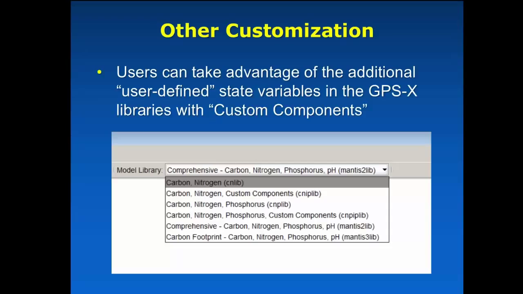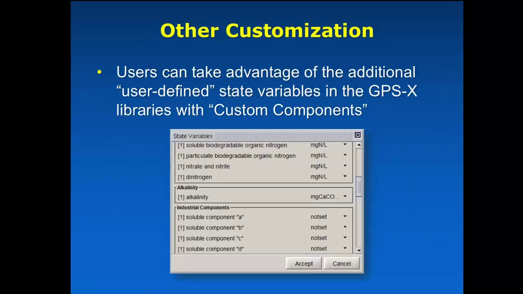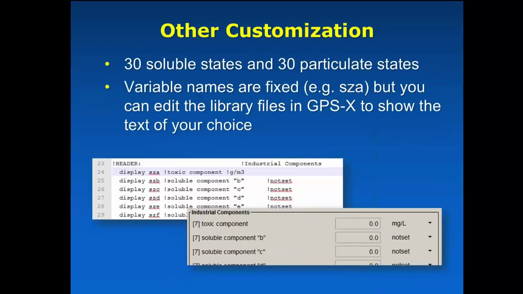A couple other things I want to quickly mention are that you can take advantage of a number of additional user-defined state variables in the GPSX libraries that have custom components. Here's a couple that are listed here. I was just working in the carbon-nitrogen library, but we have another one called carbon-nitrogen and custom components, the CN-IP library, that allows you to take advantage of 30 new state variables that are otherwise blank. They don't have any name and they don't actually do anything. They don't interact with the models, but they're there in case you want to use them in the future. So these are concentrations of various other components that you could use.